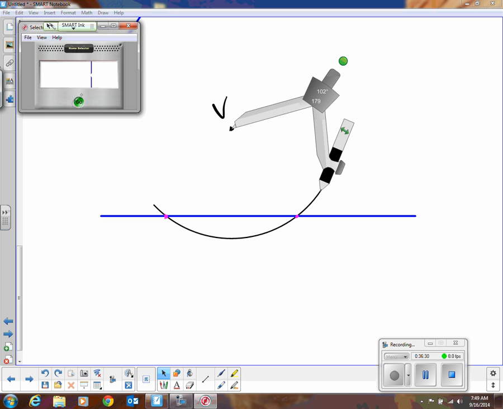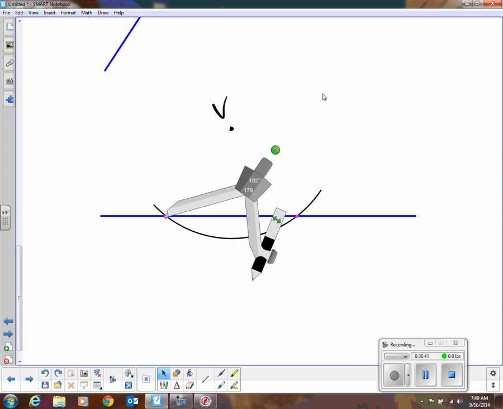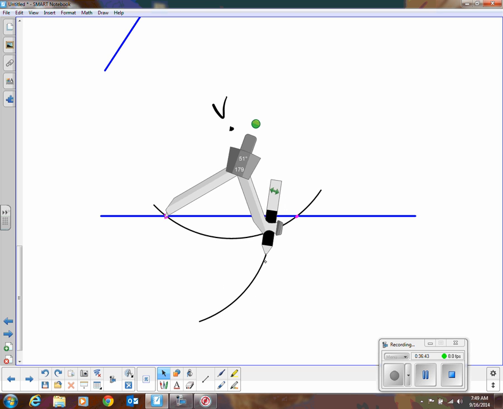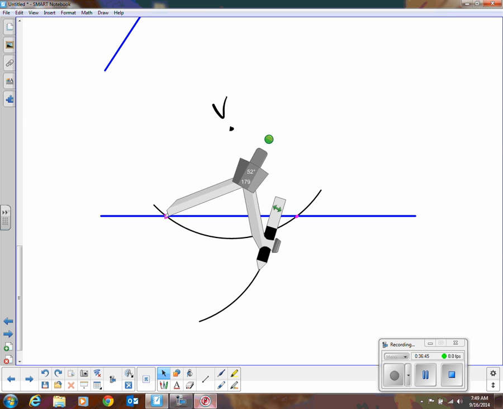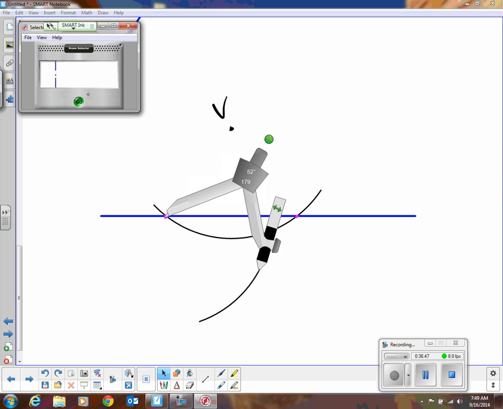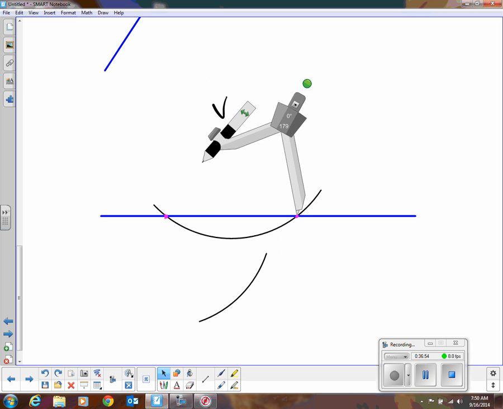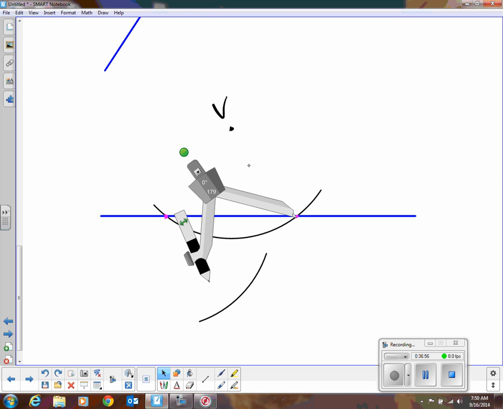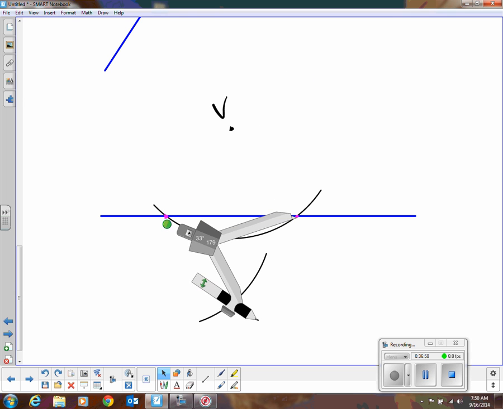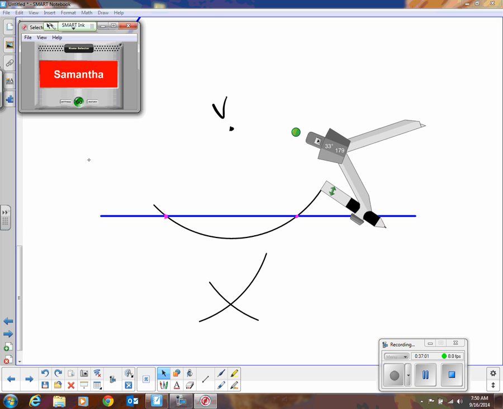Where do I put my compass point next? Jennifer? Hot spots. On the point of intersection, we do one of them. We make a nice arc. And then from here, where am I going to put my compass point next? Samantha? Yep. Without changing the opening, we're coming here, and we're going to intersect this arc again. Now, how do I finish my construction?